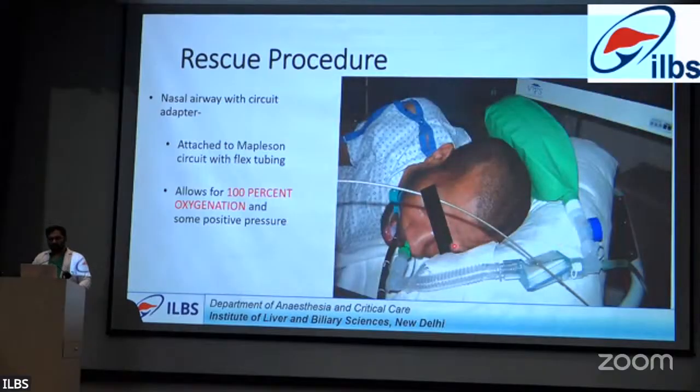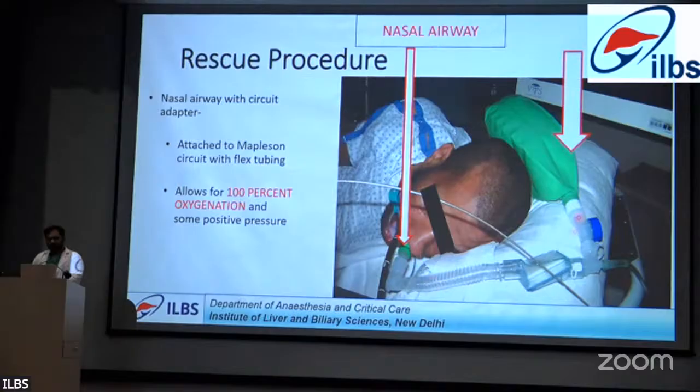So this is how it looks like inside the patient. This is going to be the nasopharyngeal airway, which is connected to the Mapleson C circuit with the reservoir bag.